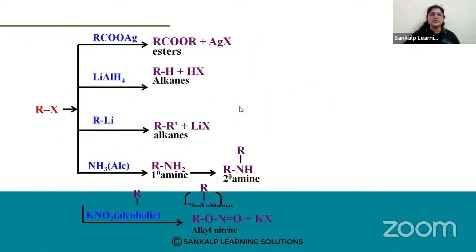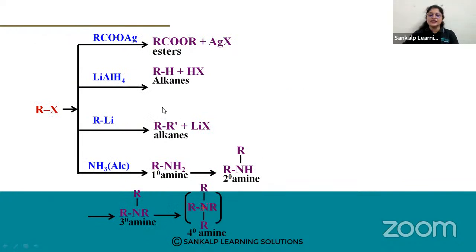So there are some more reagents. If you react it with RCOOAg, then you will obtain esters. Then if you react alkyl halides with lithium aluminum hydride, which is a reducing agent, you will obtain alkanes. If you react it with R lithium, which is a metal, you will obtain alkanes. Then if you react it with ammonia, you will obtain primary amine, where one of the hydrogens is replaced by an alkyl group.